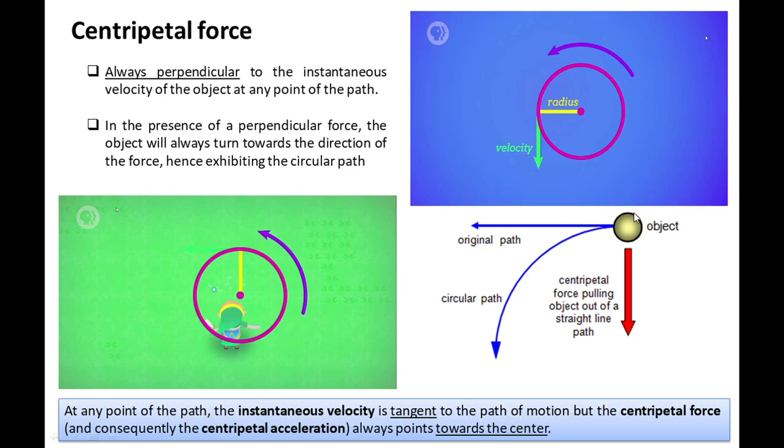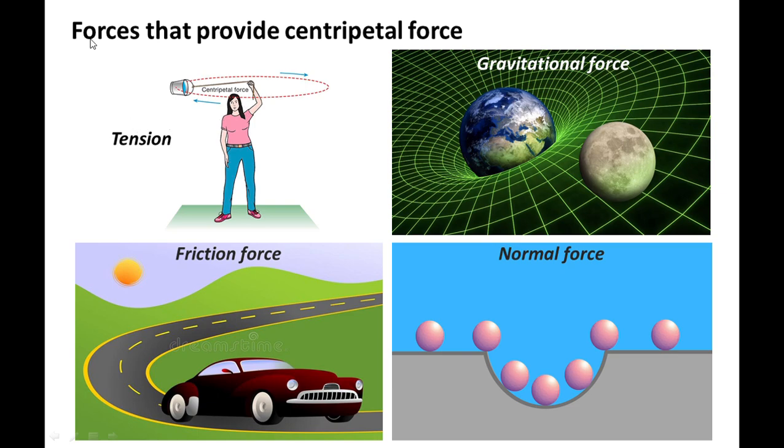motion. By the way, this direction here, this direction, and that direction, we call tangent to the path of the motion. But the centripetal force and consequently the centripetal acceleration, since your centripetal force and centripetal acceleration must have the same directions, both of these quantities must always point towards the center of this circular path, and you have to remember that. So here we have different forces that provide centripetal force.